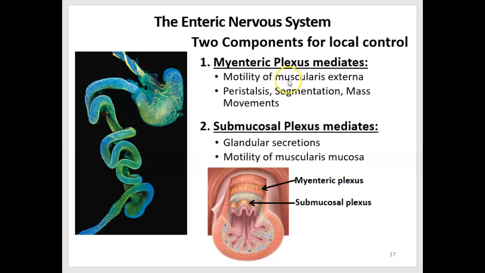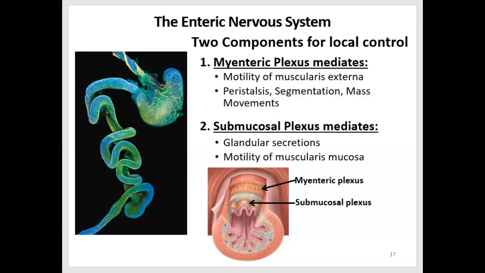So the myenteric plexus, as you know, will cause contraction of the smooth muscle in that same location. The myenteric plexus refers to muscle, and so the muscularis externa will contract. This is important in peristalsis throughout the esophagus, the stomach, and then we call it segmentation once we get into the small intestine, and then we call it mass movement when we get into the large intestine.